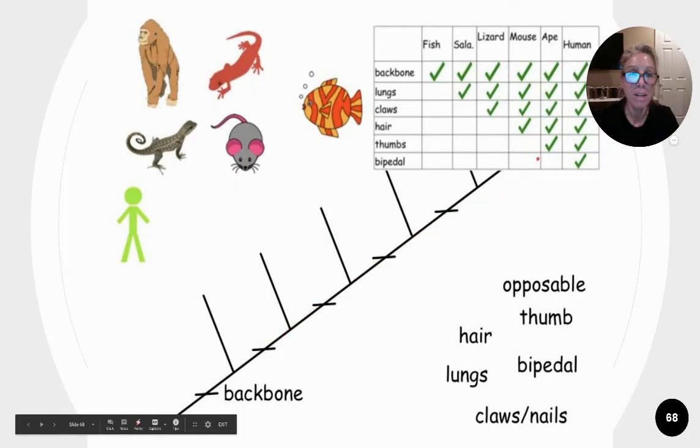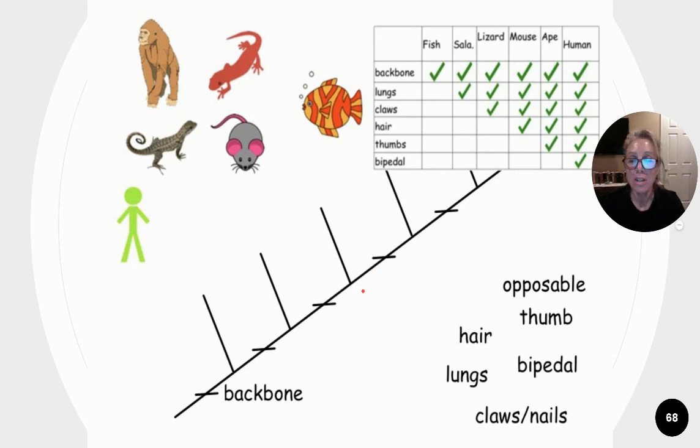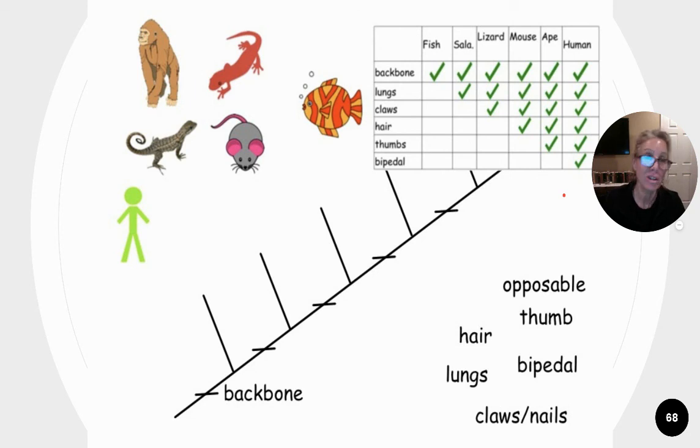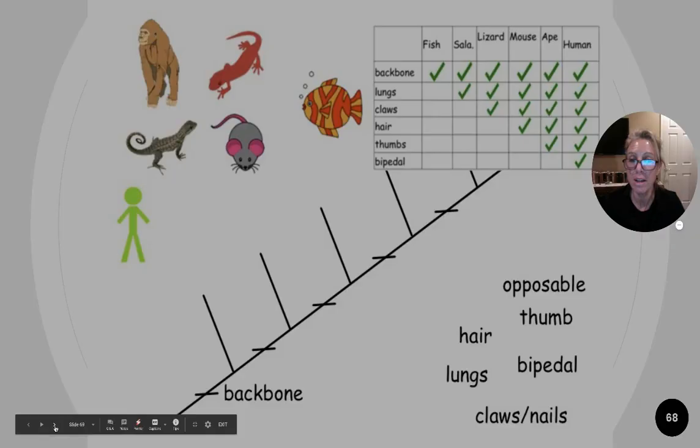So here's the beginning of my cladogram, and here's our little checkbox that we used. So the ancestral trait is the backbone, right? Then what is it that not everybody else had? Most everybody had lungs, right? Just not the fish. So our next trait we're going to put right here is lungs, because everybody else in our clad has it, and we're going to put the fish right here. So I'll show you that.